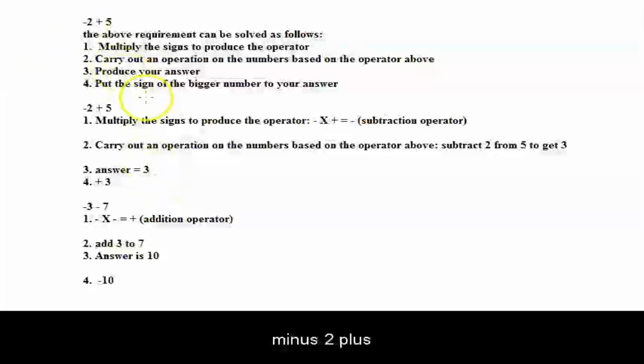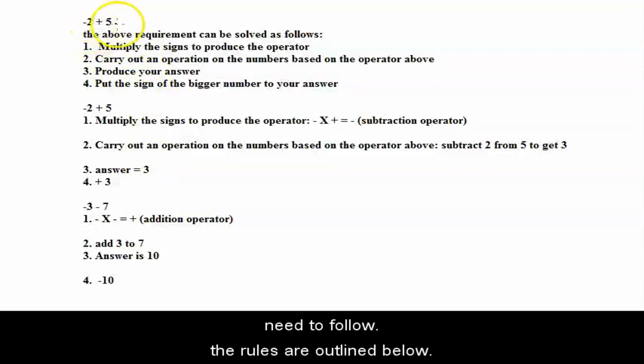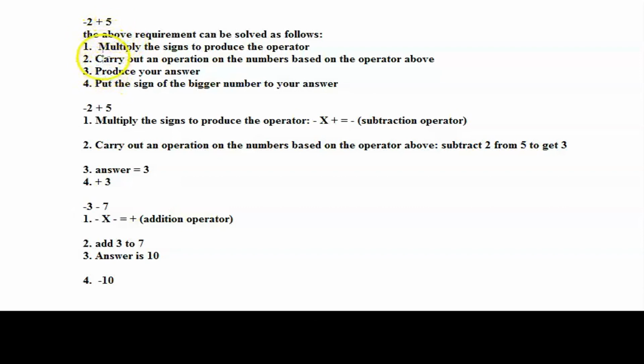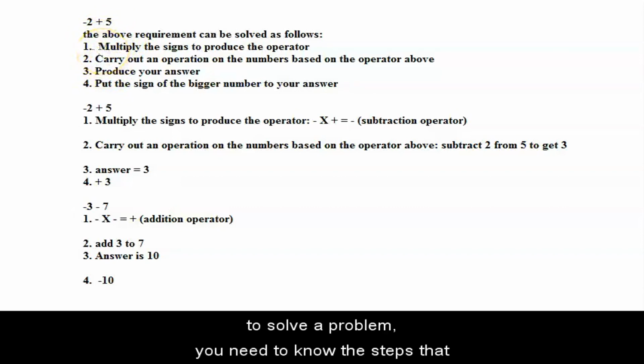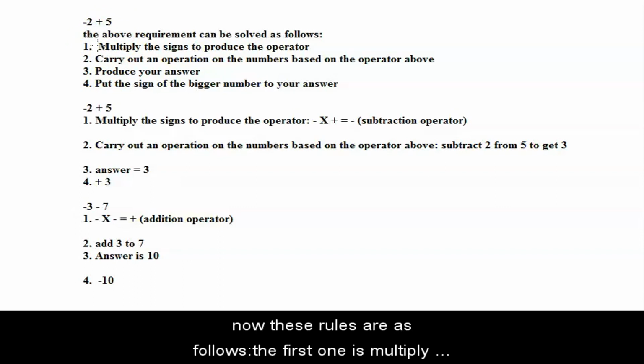Minus 2 plus 5. Now to solve this operation, there are some rules that we need to follow. The rules are outlined below. In mathematics, it's all about rules. To solve a problem, you need to know the steps that you follow in order to get the right answer. Now these rules are as follows.